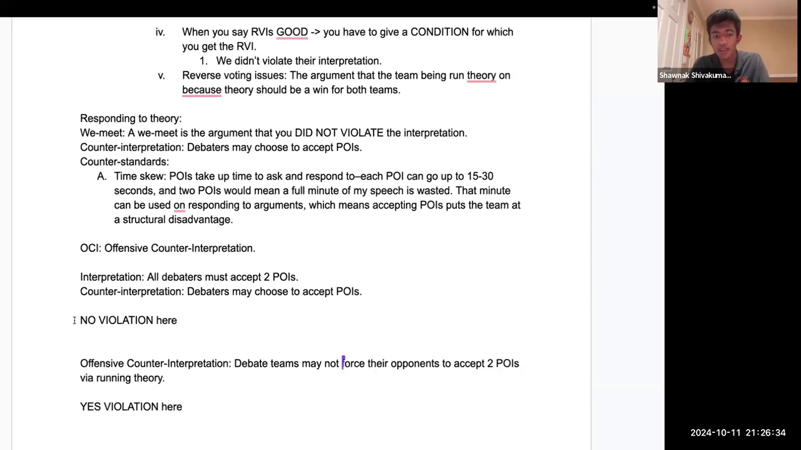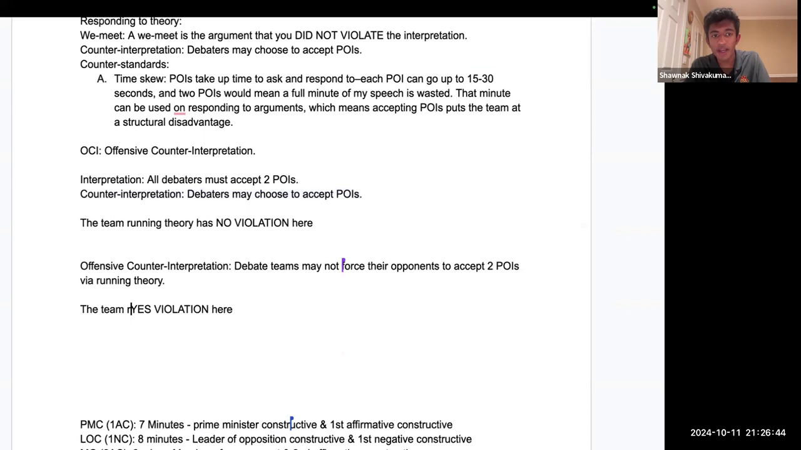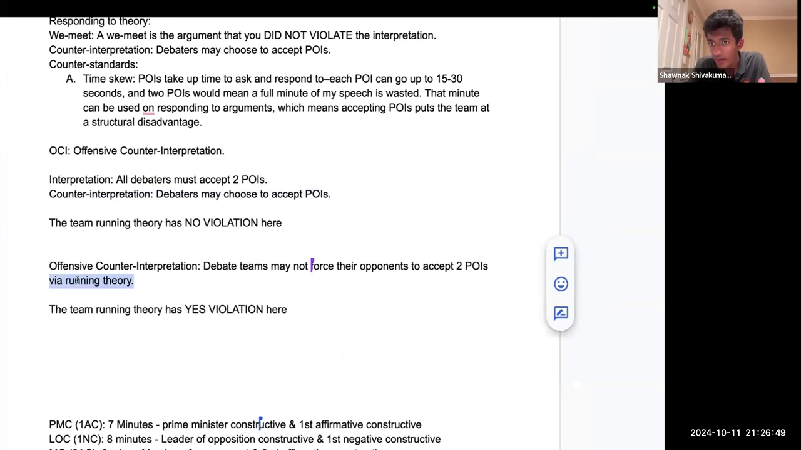Why? The team running theory has no violation in this counter interp. However, the team running theory has a violation here. Do you see that? This is very important to see. If you have questions, ask. Akimi, you get it now? Explain it.